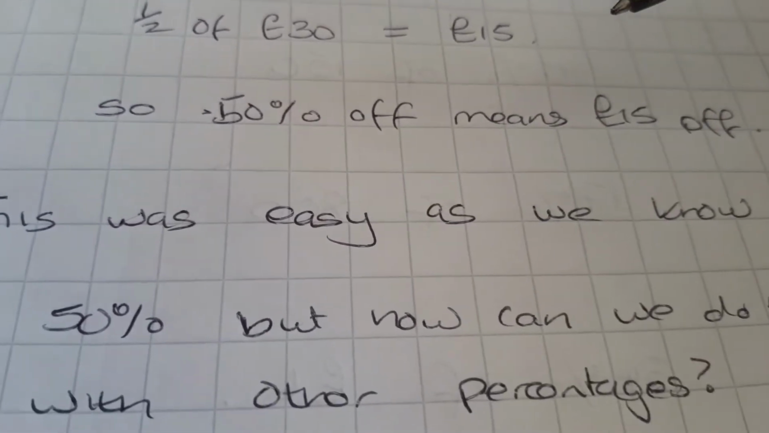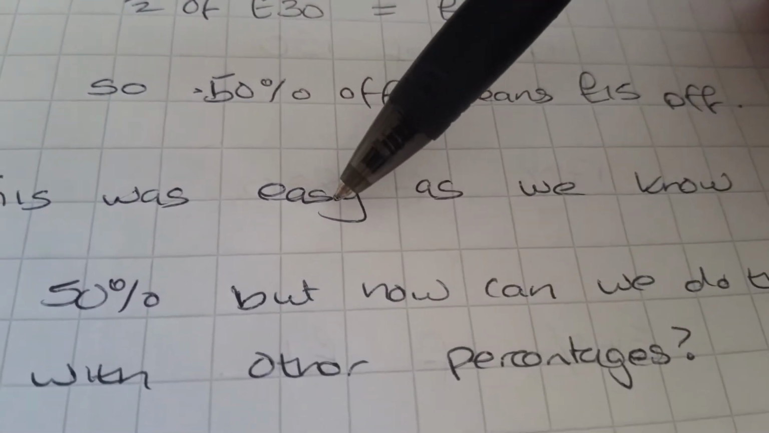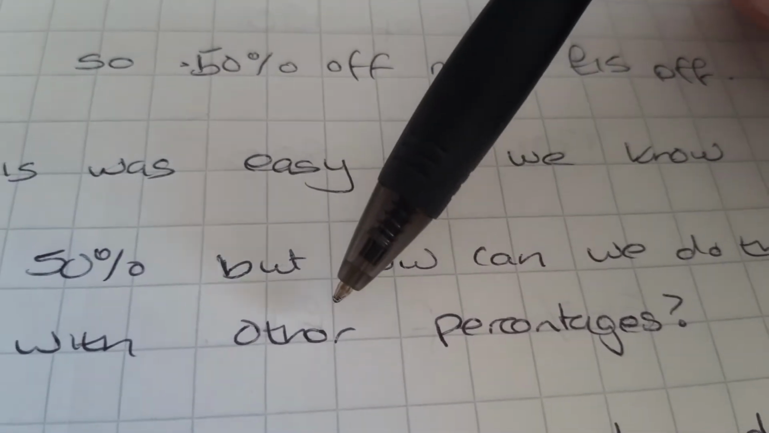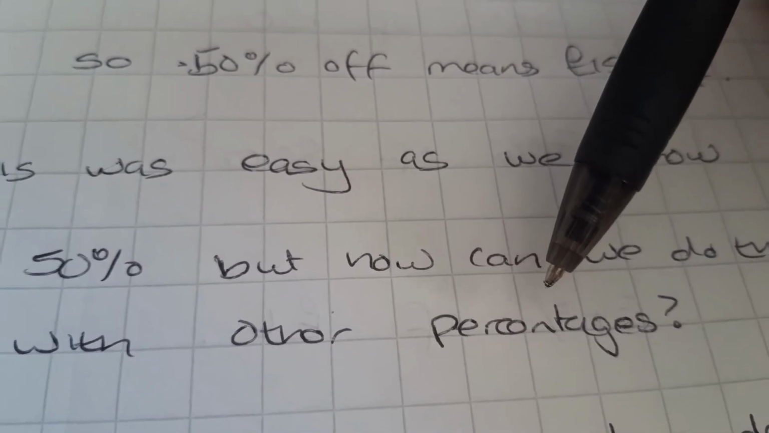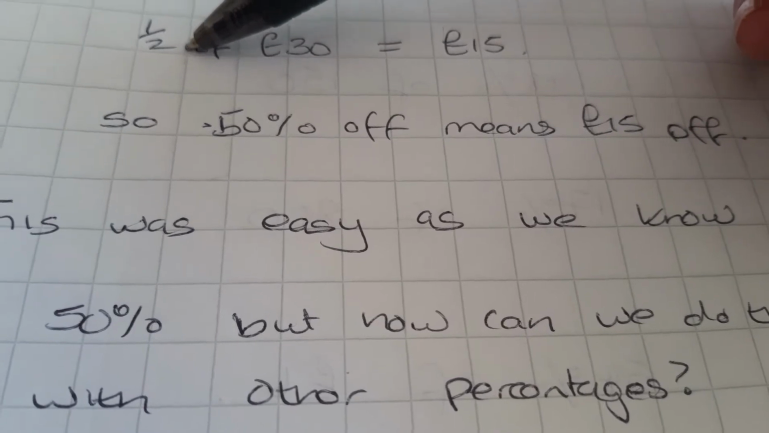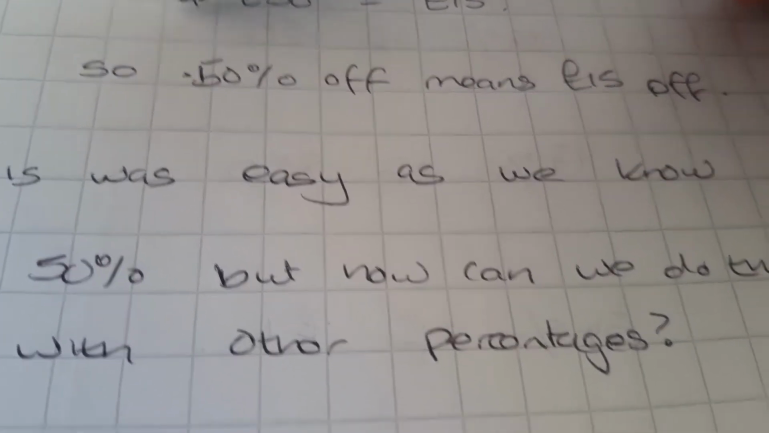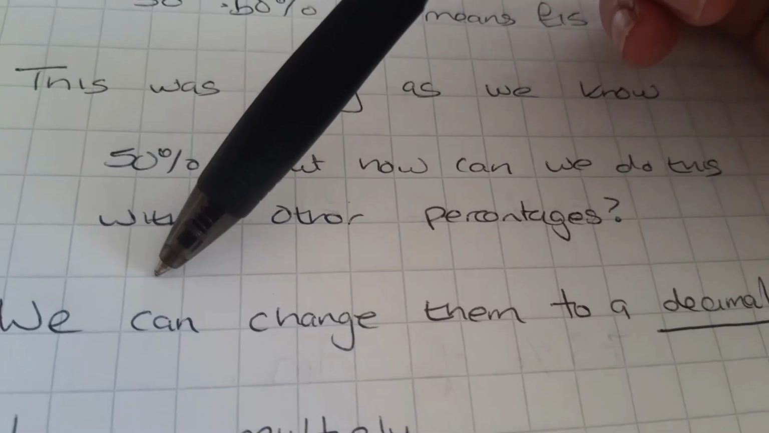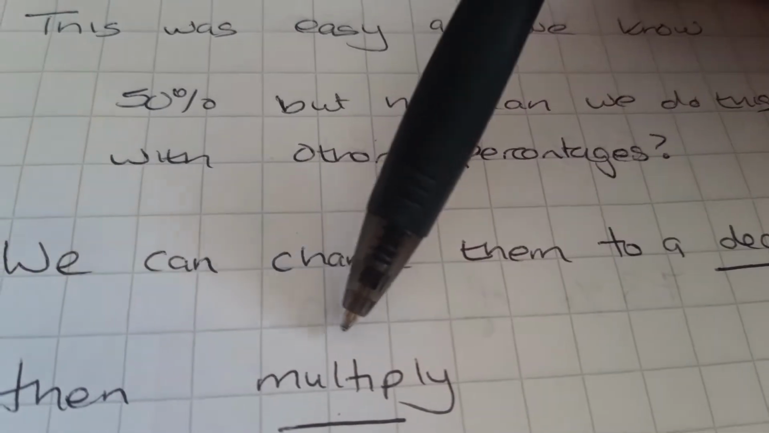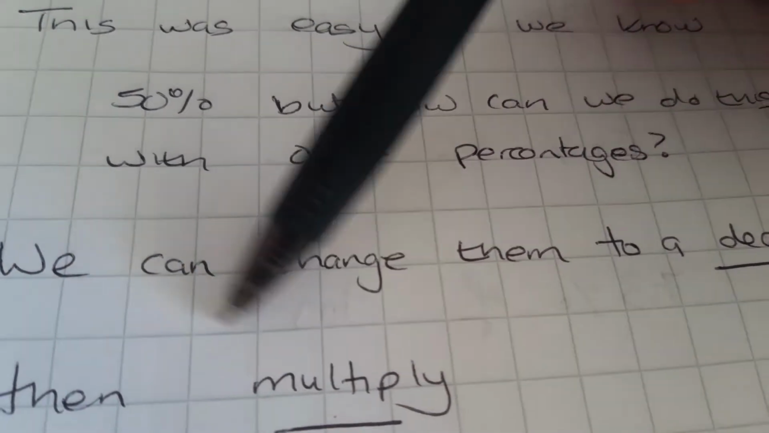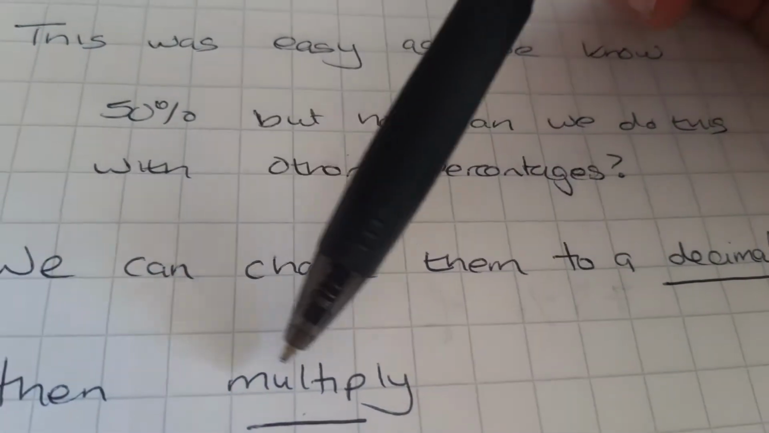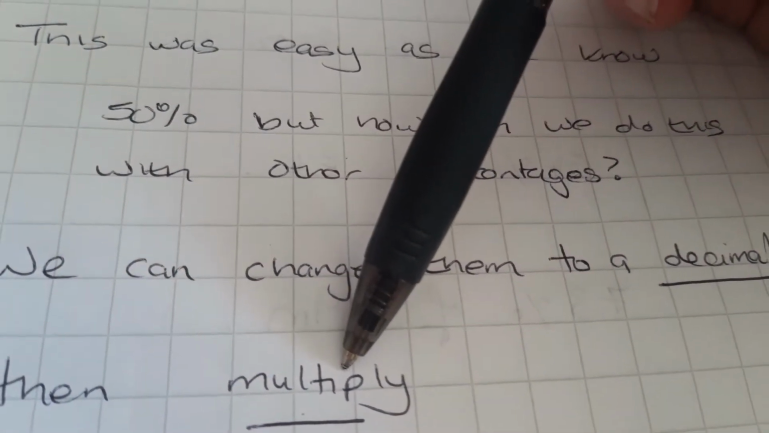Now this was easy because we know that 50% is a half, and it's an easy one to work with. So we have to work out a way to do this with other percentages so that it always works. Using fractions is okay, but most people find fractions quite difficult. So we're going to instead use decimals. We can change the percentage to a decimal and then multiply. That will make sense the more examples we do. You change the percentage to a decimal and then you multiply, and you will be using your calculator.